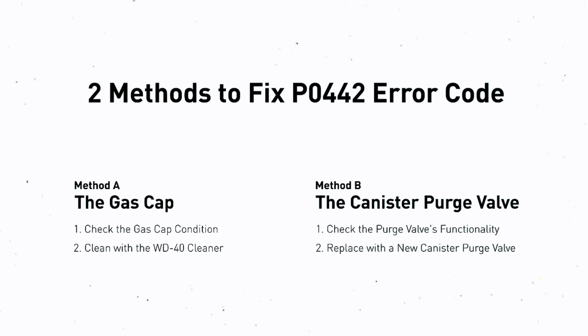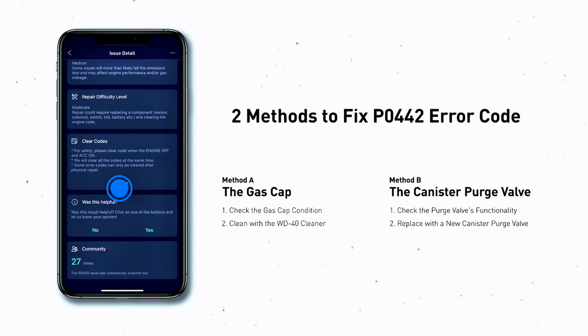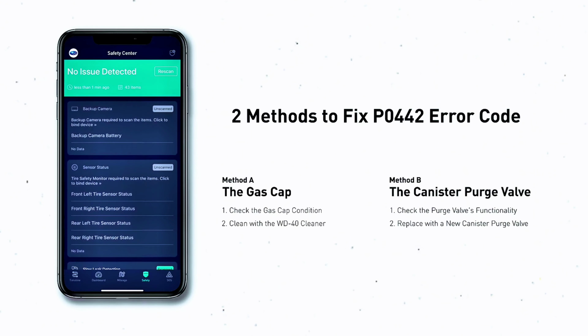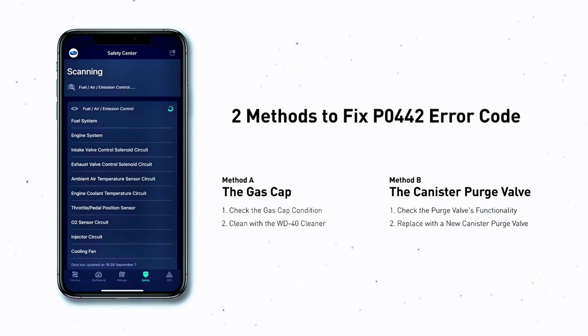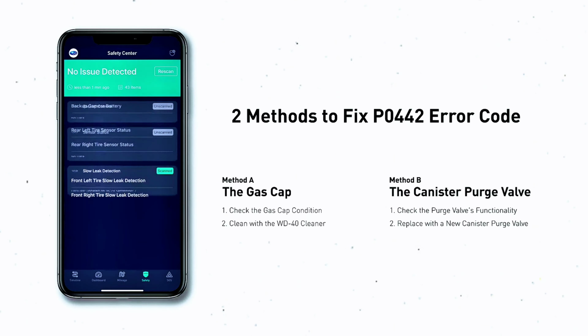To wrap things up, here are the 2 most practical ways to fix the P0442 error code. Once the repair is complete, open the Zeus app to clear the code. Then tap the rescan button to make sure everything is running smoothly and the issue is fully resolved.